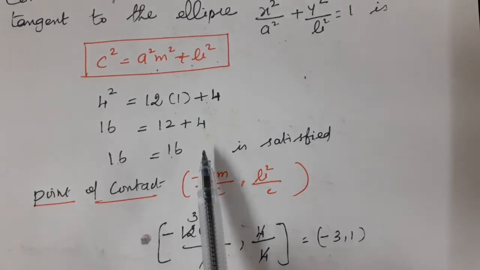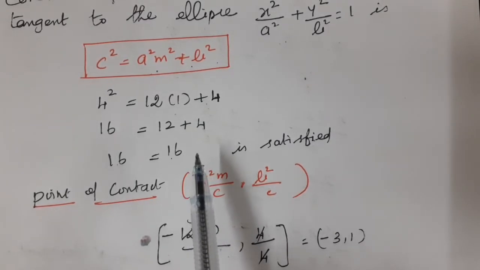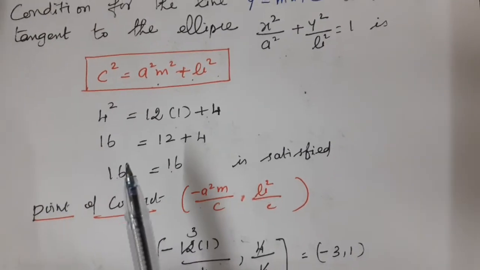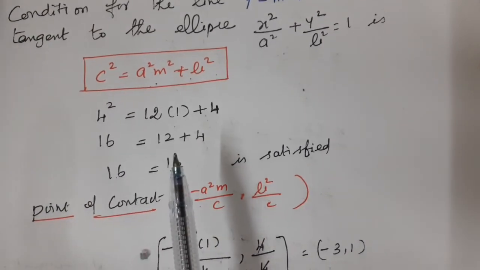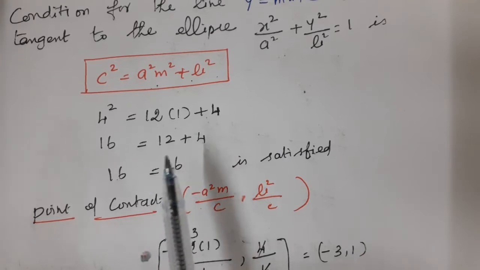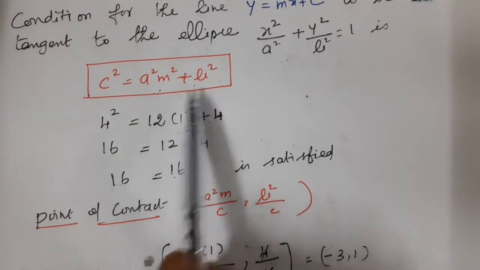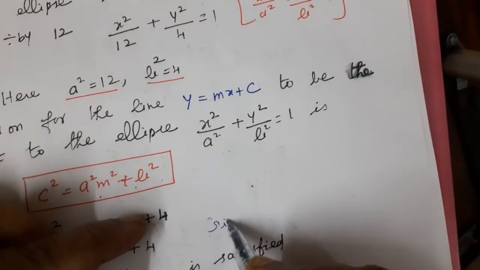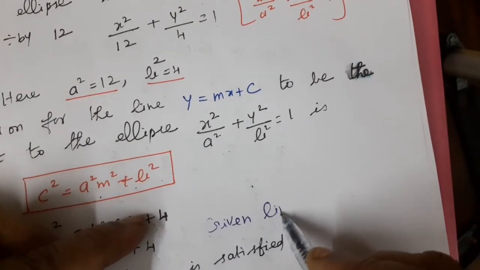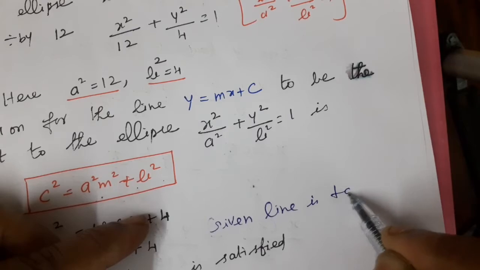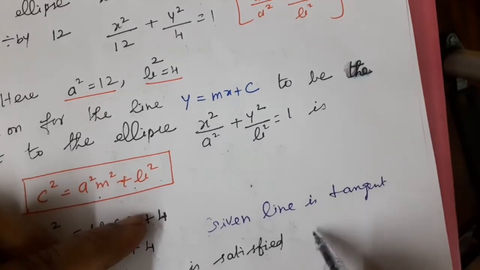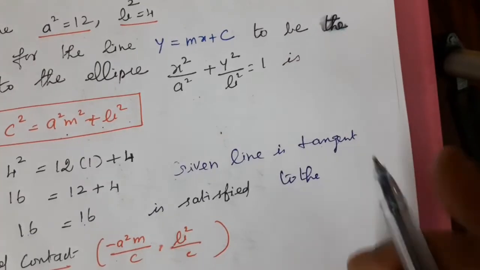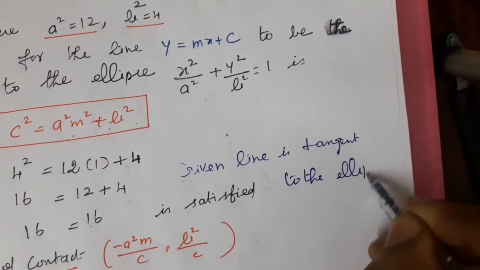Therefore the given line is tangent to the ellipse. The given line x minus y plus 4 equals 0 is a tangent to the ellipse, because when we substitute, the condition is satisfied. If you want to write it, the given line is tangent to the ellipse.